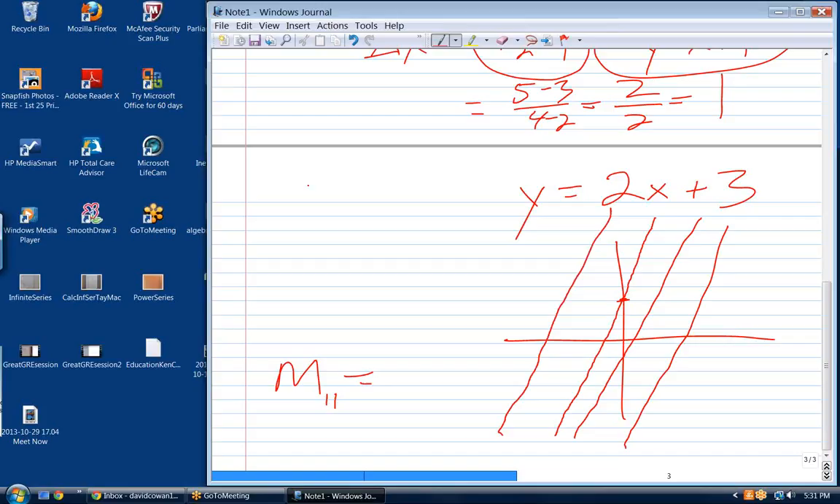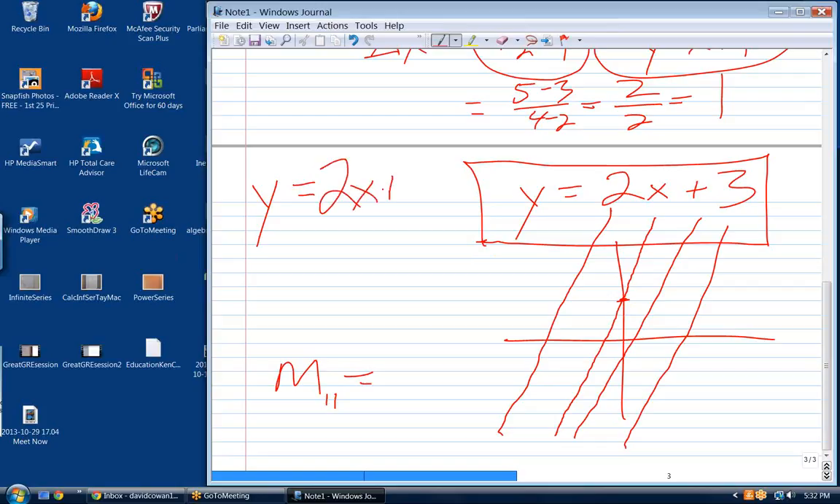So if I said, give me the equation of a line that has the same slope as this, that is parallel to this line, but goes through a y-intercept of 5, what would it be? Give me the entire equation of a line that is parallel to this line, only it goes through the intercept of 5. It would be y = 2x + 5.